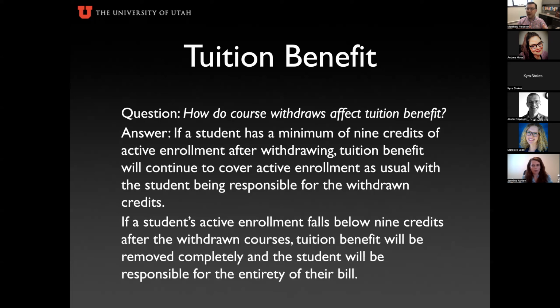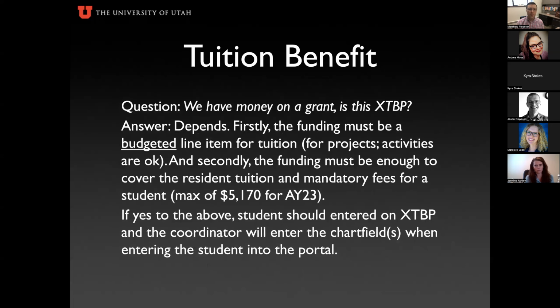Sometimes when a student withdraws from a course and they fall below 9, if they're in thesis or dissertation or independent study, a department will choose to add 3 more dissertation credits just so that the student can have tuition benefit for everything other than the withdrawn course. That is also an option when a student falls below 9 credits as a result of a withdrawal.